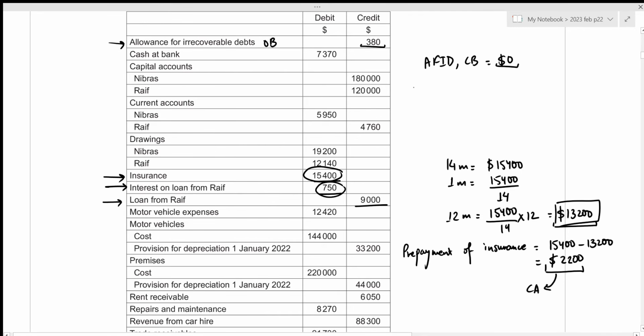So there is definitely a decrement, right? So this decrement is of 380 minus 0, which again is 380. And always remember that the increment in allowance for irrecoverable debts will act as our expense in our statement of profit or loss, but if there is a decrement, it will act as our income. So this just means that this 380 should be treated as an income in our statement of profit or loss.